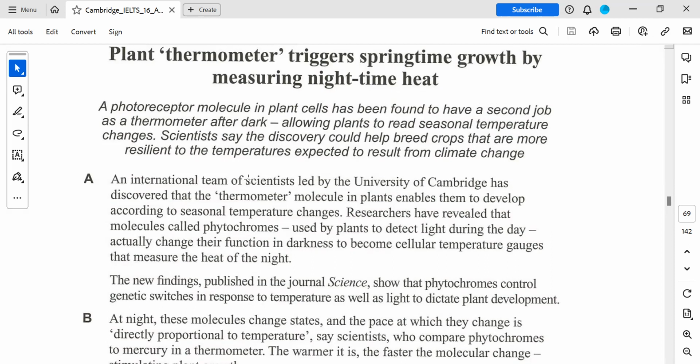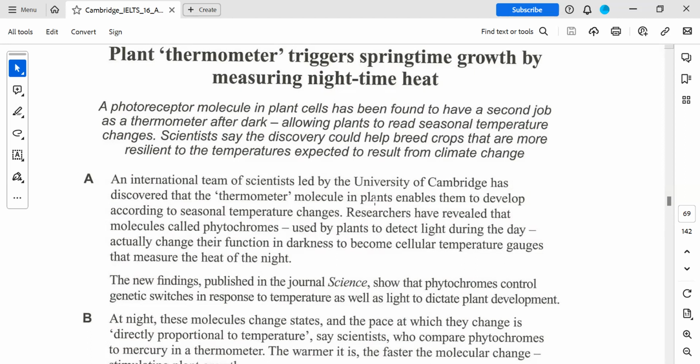Don't read this. An international team of scientists led by the University of Cambridge. People read like this. Okay, I want you to read like this. International team, University Cambridge has discovered that the thermometer molecule in plants. Then now imagine science, lab, microscope. Imagine like that. Molecule, right?